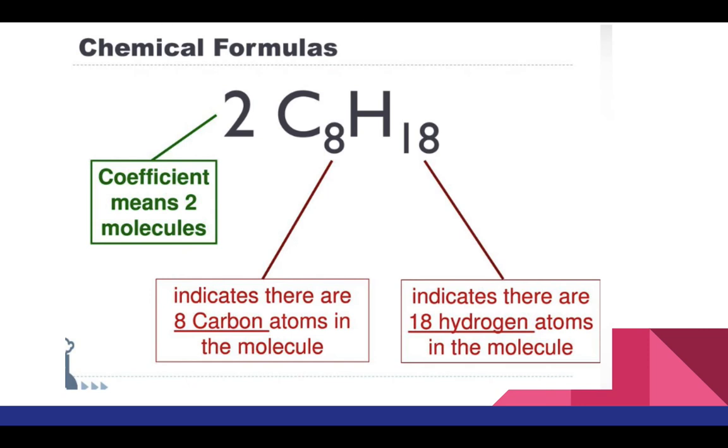Look at one more example. Here's a chemical formula. This would mean 2 distinct molecules of C8H18. That molecule is known as octane. It's like gasoline. It's the formula for gasoline. The coefficient means there are 2 molecules of it, but each of the subscripts tells you the proportion within the molecule. There are 8 carbon atoms bonded to 18 hydrogen atoms. That's a really big molecule.